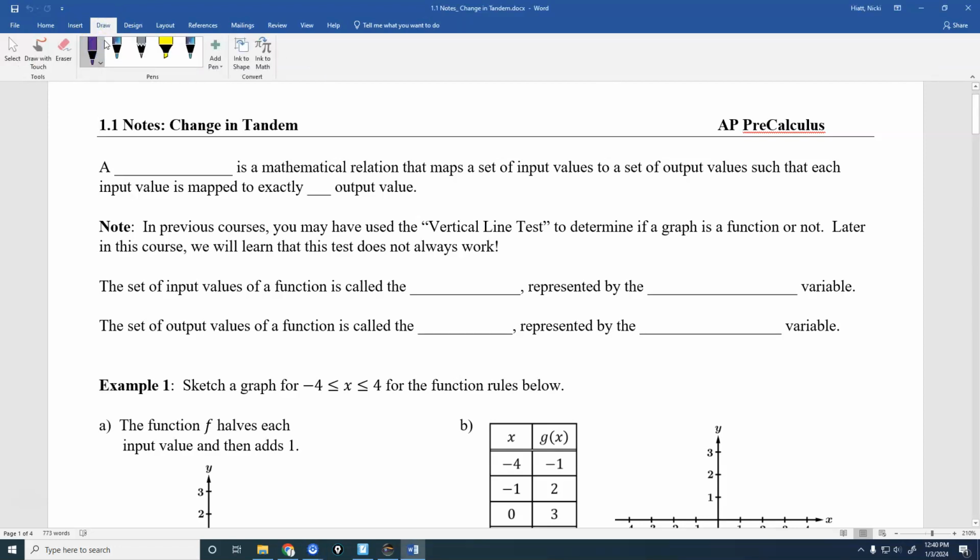The first part here is going to say a blank is a mathematical relation that maps a set of input values to a set of output values such that each input value is mapped to exactly one output value. Anybody know what goes in that first blank? Function. Good job.